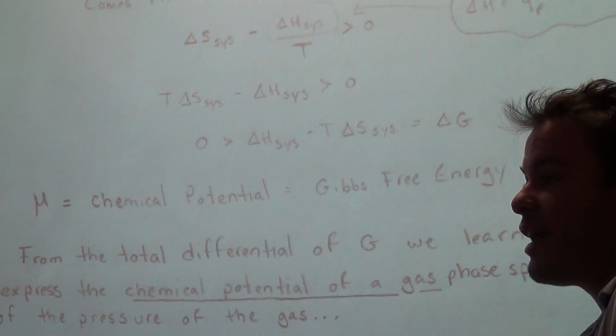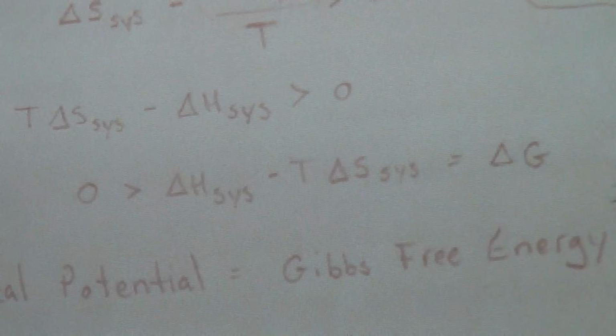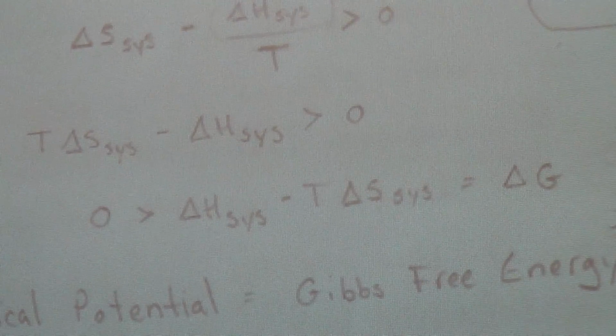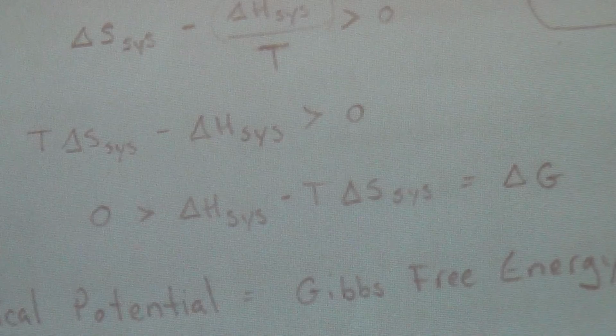And then we call that delta G. We define Gibbs free energy as H minus TS, right? And so delta G is delta H minus T delta S. That's our equation that tells us whether or not something's going to be spontaneous.